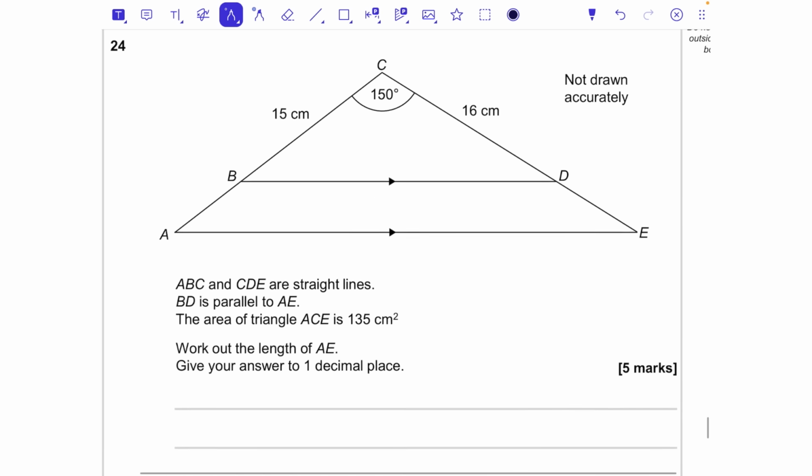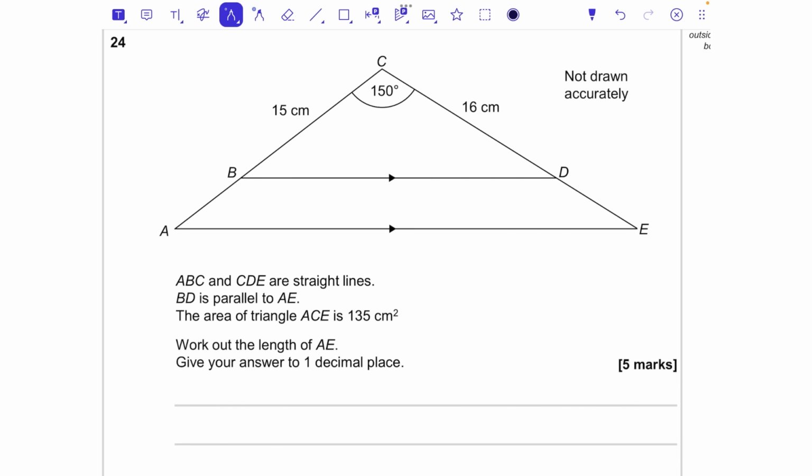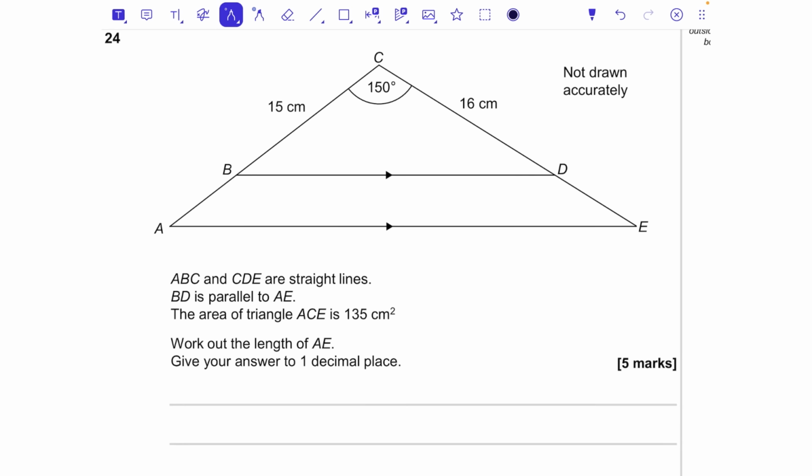Question number 24. ABC and CDE are straight lines. BD is parallel to AE. The area of triangle ACE is 135 centimetres squared. Work out the length AE. Give your answer to 1 decimal place. So we want this length down here. Let's put an x there. And we know the area of the big triangle is 135.